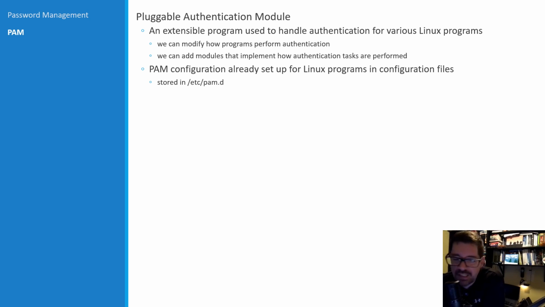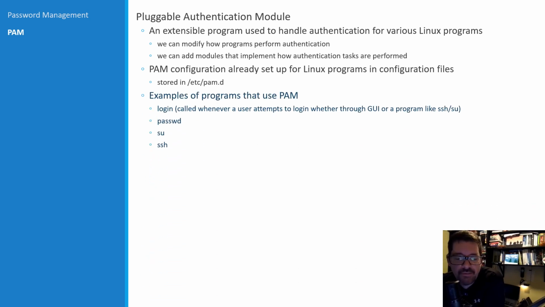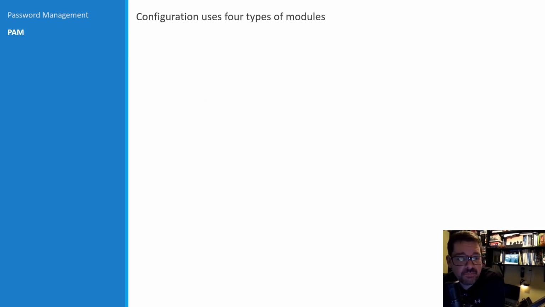Most Linux systems already have PAM, so you don't typically have to set it up. Here's an example of some of the other applications and programs in most Linux systems that use PAM. Login. So when a user goes to log in, whether it's from a GUI or from the command line or from SSH or using the SU command, that all uses PAM. The password command uses PAM to manage passwords. The SU command, SSH, right? All of those are really using PAM under the hood to facilitate user login.